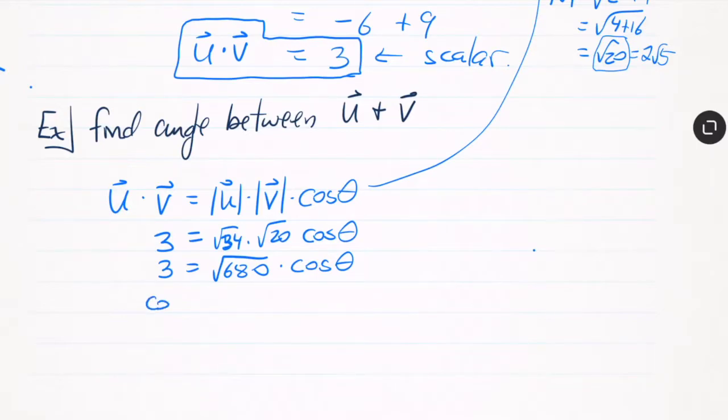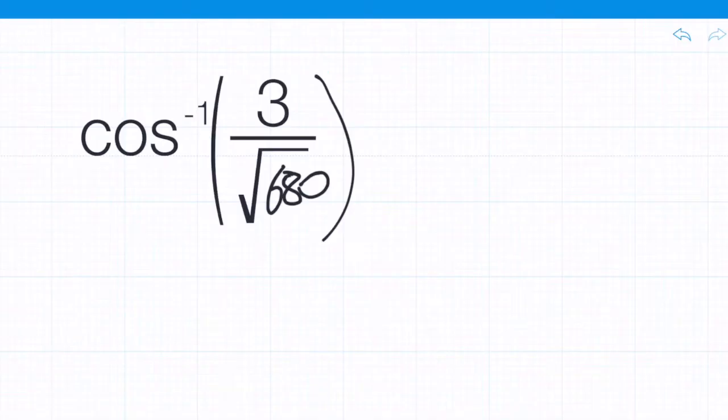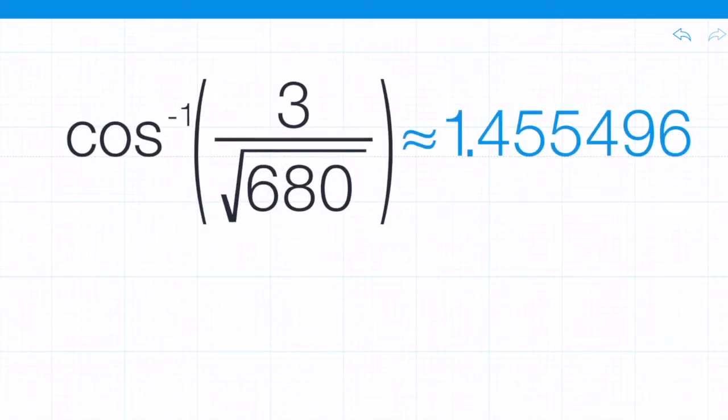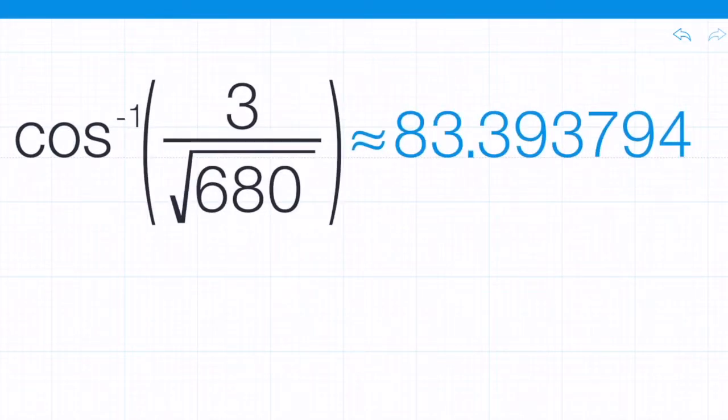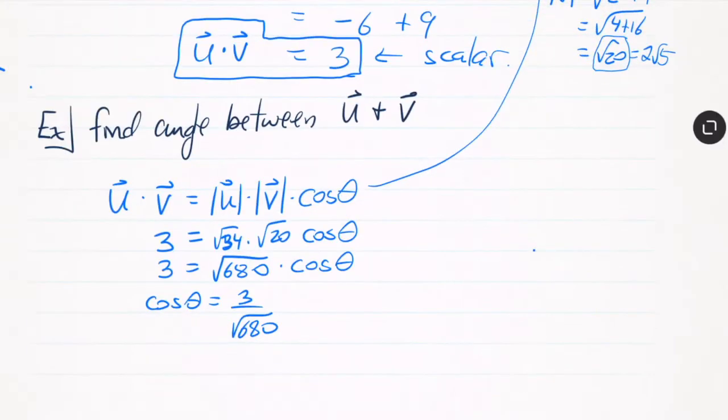So we're going to get cosine of theta is equal to 3 over the square root of 680, and then we're going to do cosine inverse. And in degrees, that's 83.4 degrees. So this would be the measure of the angle between the two vectors.